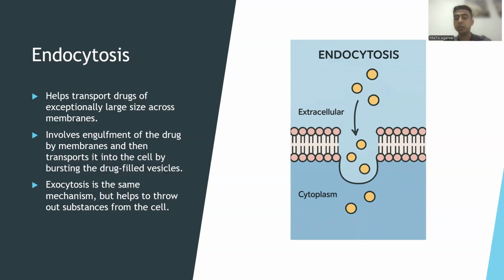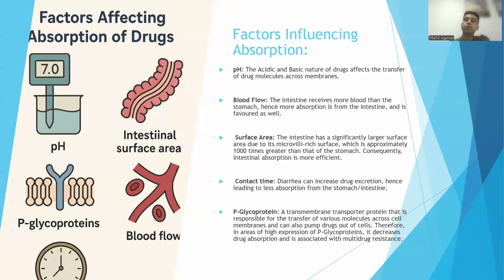So I hope you were able to understand the four different forms by which a drug is transferred or absorbed from the outer region to inside the cells. Now, let us understand the factors that influence this absorption. As mentioned, pH and ionization of the drug is one of the important factors.